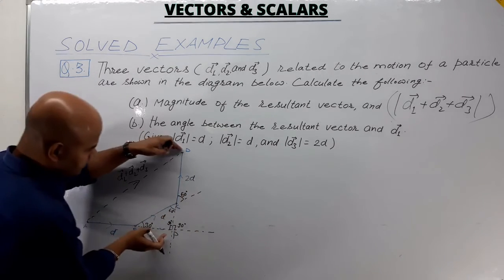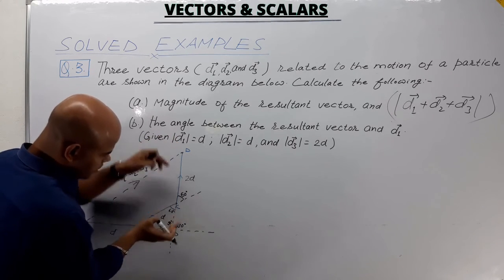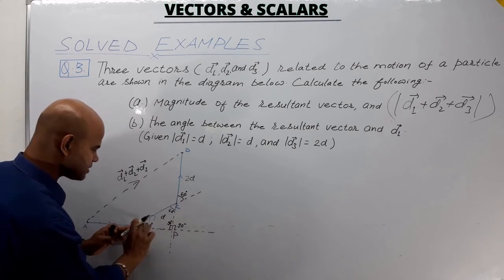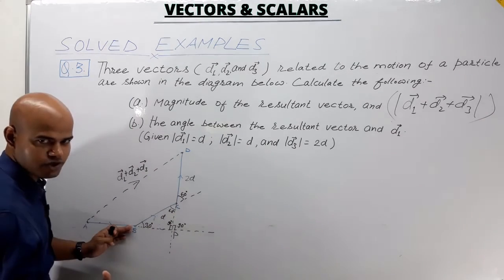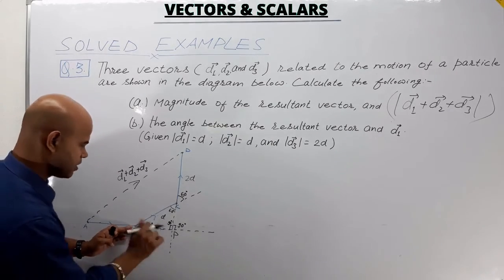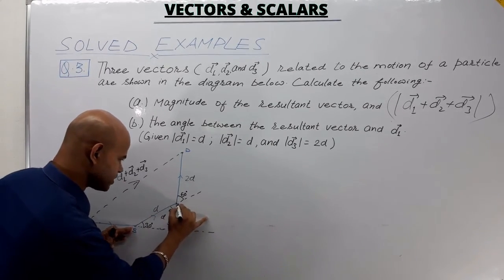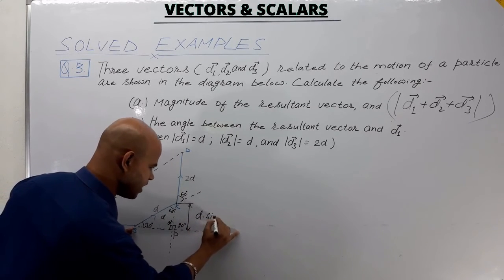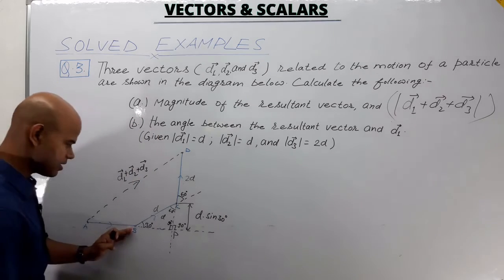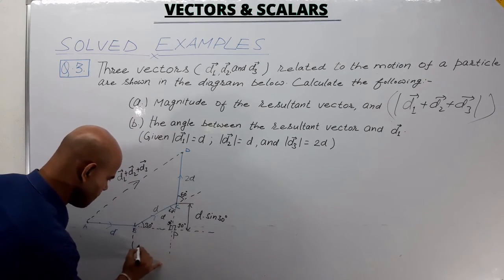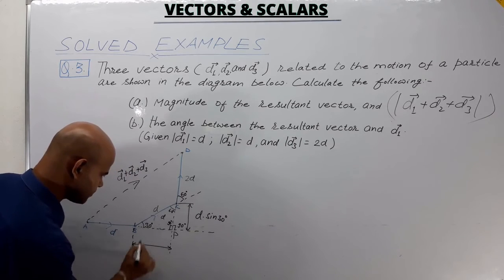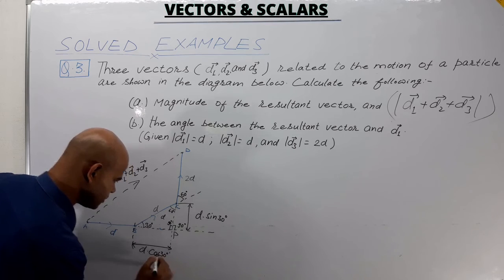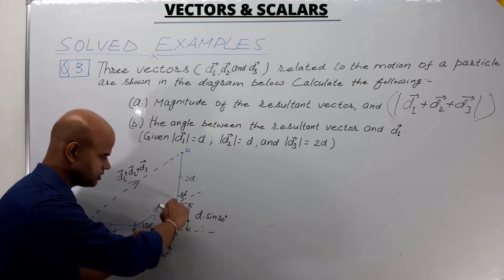So first of all, I am finding this length DP. So this is already 2D, you need to calculate CP. So CP is nothing but this length sine of 30 degree. Same like resolution of vector. You can use trigonometry, right? So this is D. So this C to P is nothing but D sine 30 degree, right? And for this length, BP, is D cos 30 degree. So this is D cos 30 and this is D sine 30.